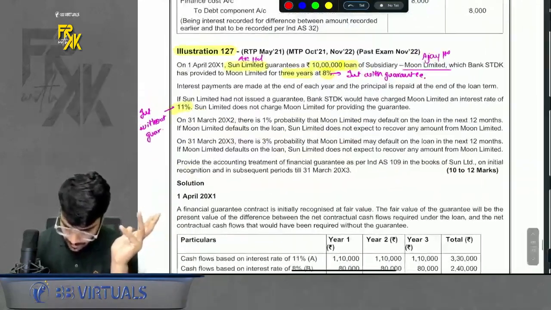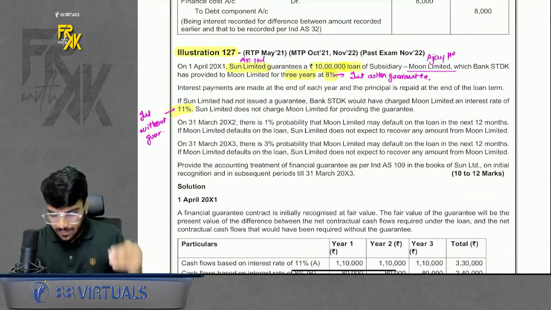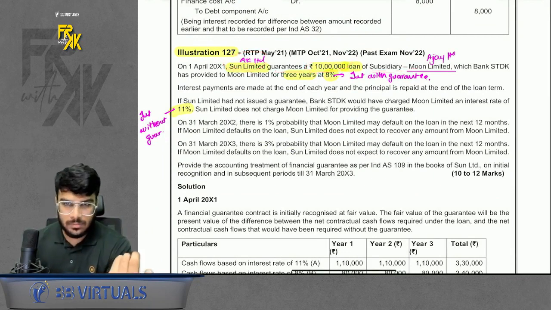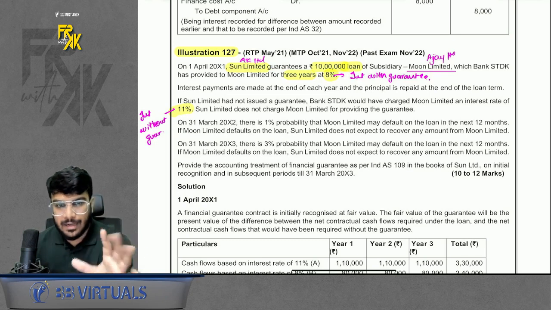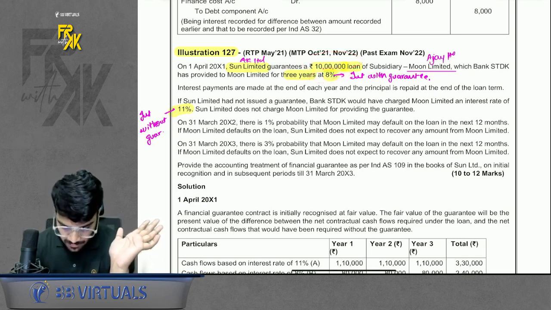This one. Yes. See, read very carefully now, because this is the question where you will learn financial guarantee very perfectly. So, the parent gives a guarantee of 10 lakhs for the subsidiary's loan. So a parent-subsidiary relationship is there, so we will book the guarantee through investment in subsidiary. Okay. The interest rate without guarantee was 11%, with guarantee was 8%.